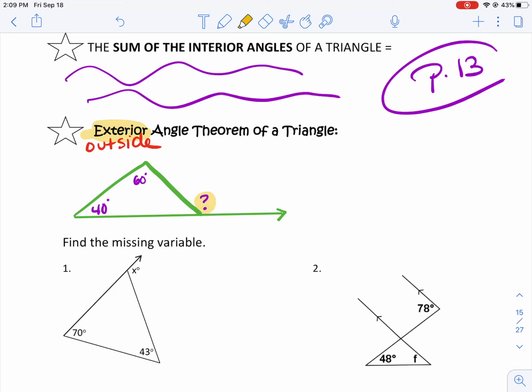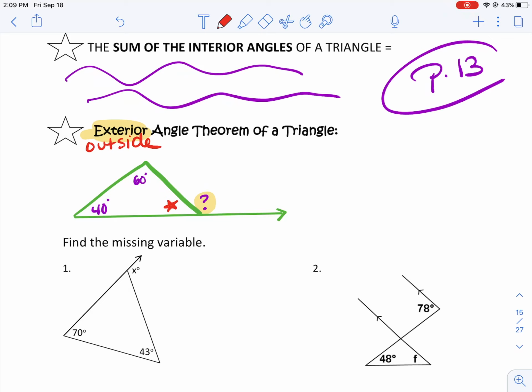I have an exterior angle here, which I do not know the angle for. So how could we figure that out? Well, you might want to take a minute to think about it before we jump into it, but if we maybe found this angle right here first, that could help us to find the missing angle, or the exterior angle. So let's think about it.